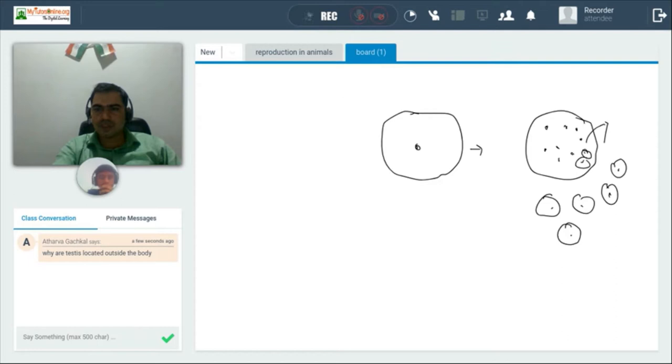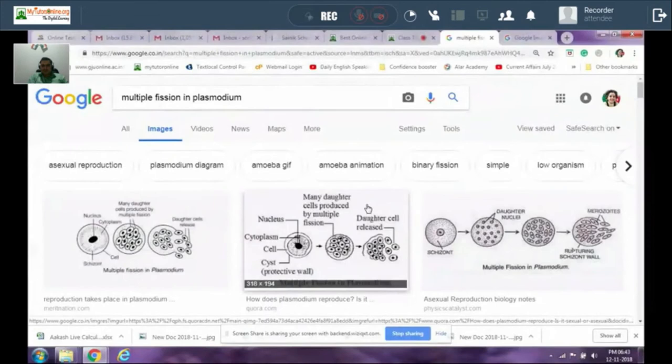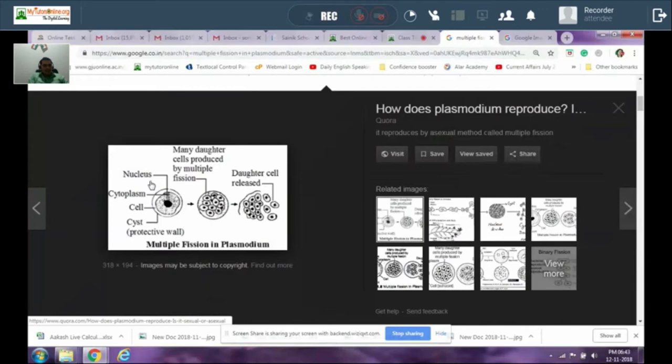The screen share is there now. Can you observe this diagram? In this, there is a nucleus you can observe. The cell is there. Then in this cell, multiple cells have been shown.